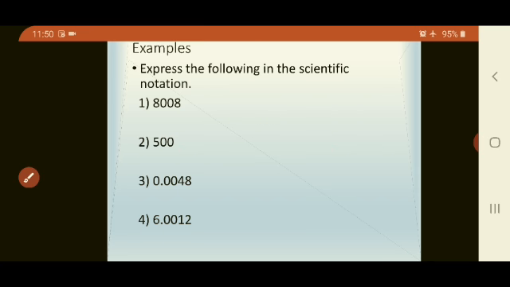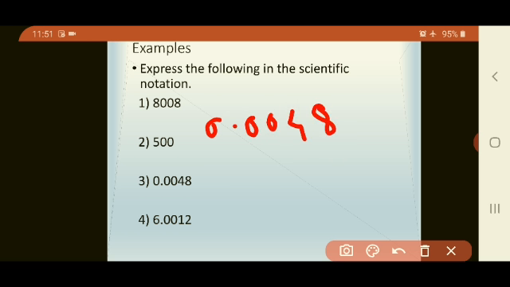Now the next one, the third one, 0.0048. If you observe the first two numbers, the decimal point is after the last digit. But here, the decimal point is before the digits. So to convert such numbers, what do we have to do? 0.0048, now we have to shift this decimal point after the first non-zero digit. Which is the first non-zero digit here? 4. How many places are we shifting? Count. 1, 2, 3 places.